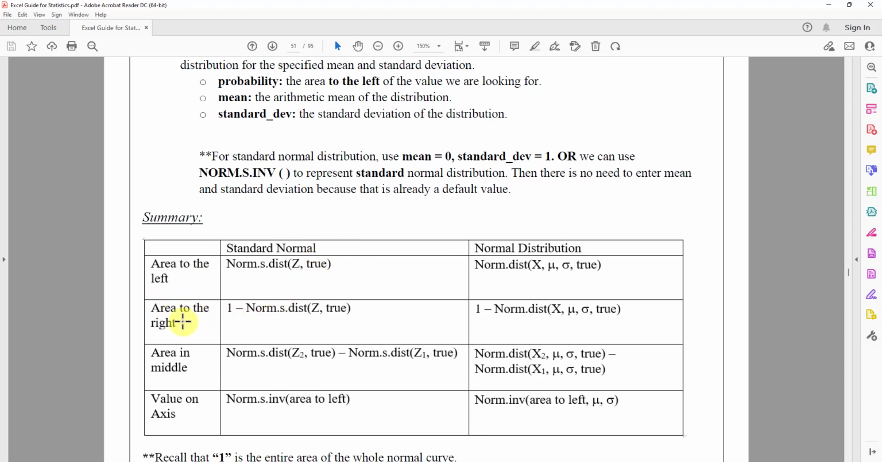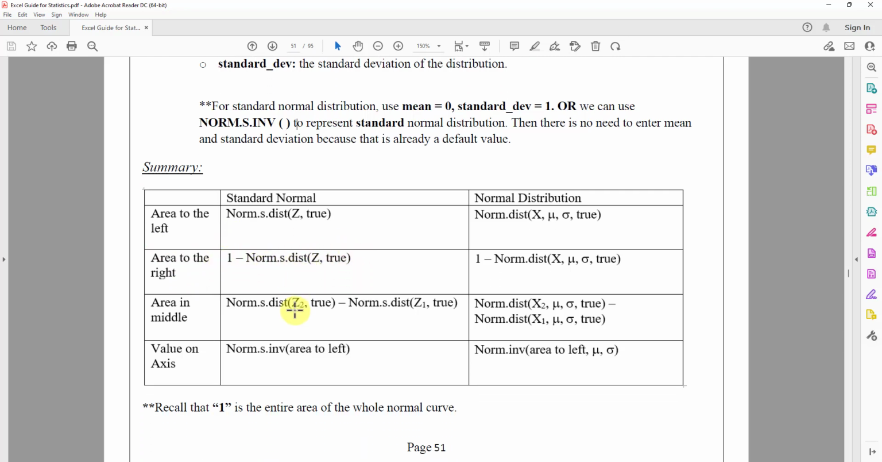And then to find the area to the right, we just take 1 minus the area to the left, right? Remember, 1 is the entire area under the normal curve. If we take that 1, we minus the area to the left, then we get the area to the right. Because Excel doesn't have a function that finds the right area. It only gives you the left area, and then you can apply the other properties to find the area to the right. And then for the area in the middle, we take the upper value minus the lower value.